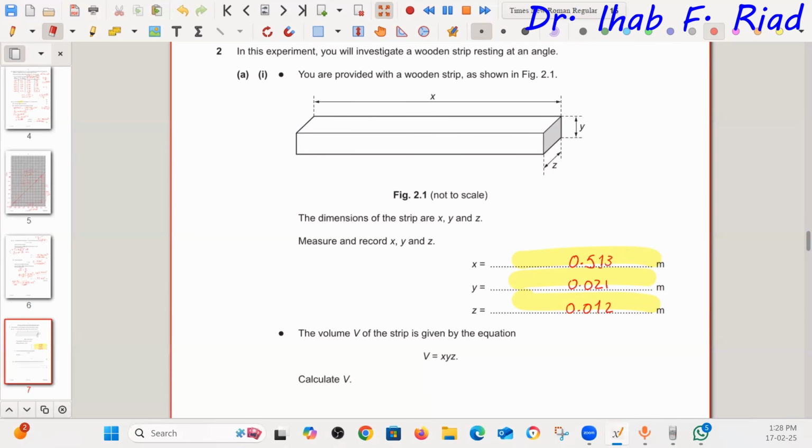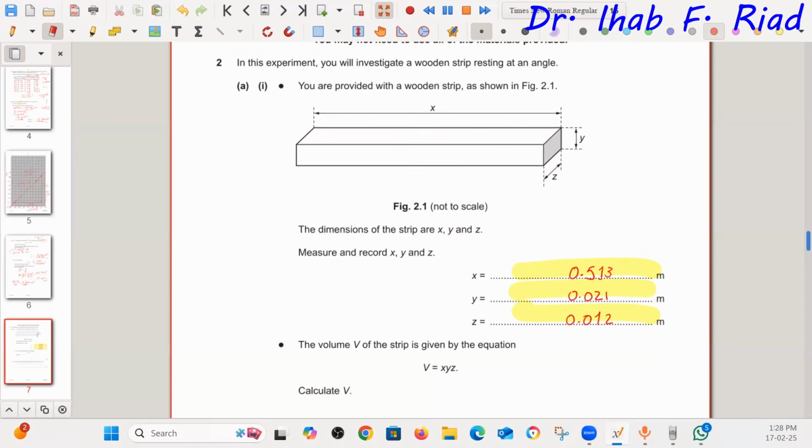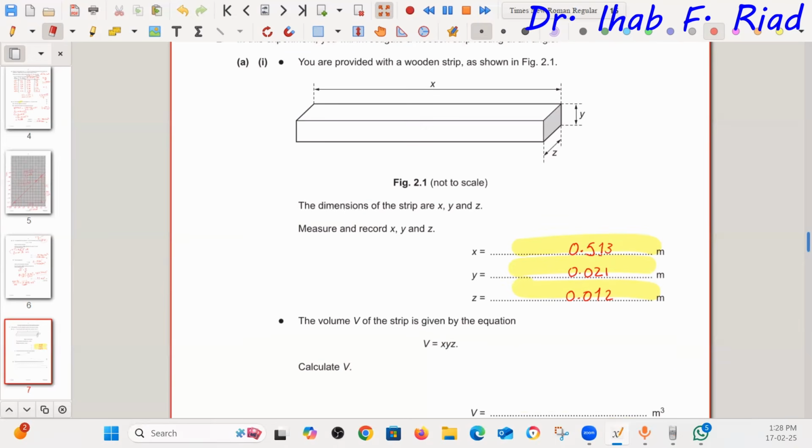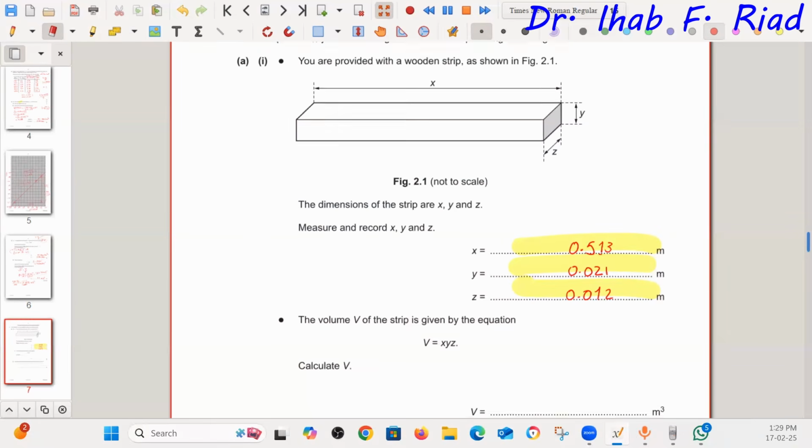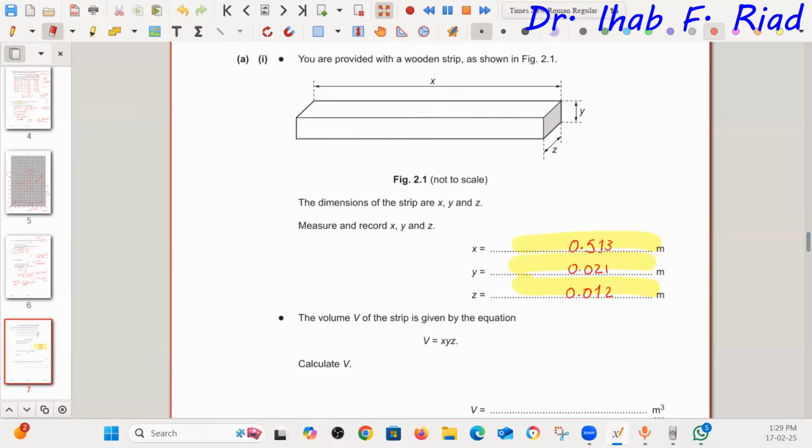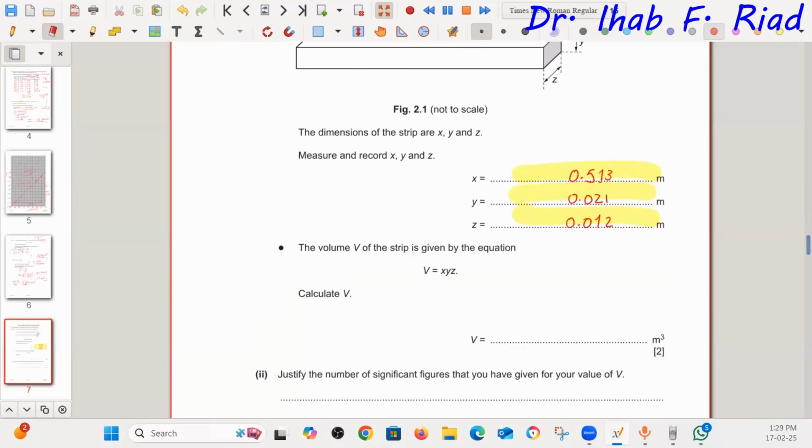We should take the reading twice so we can get the average. Yes. We are going to take two measurements for each value: two measurements for x, two for y, two for z. And we are going to calculate the average value. So I assume that we did that. We got 0.513 for x, 0.021 for y, and for z we got 0.012.